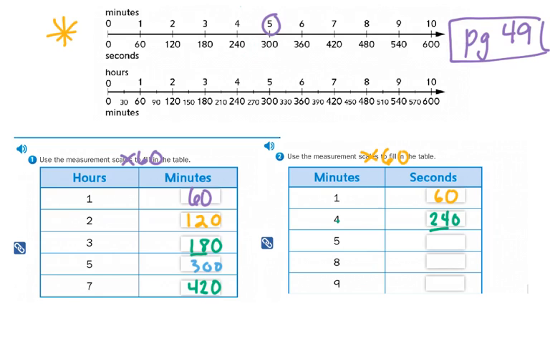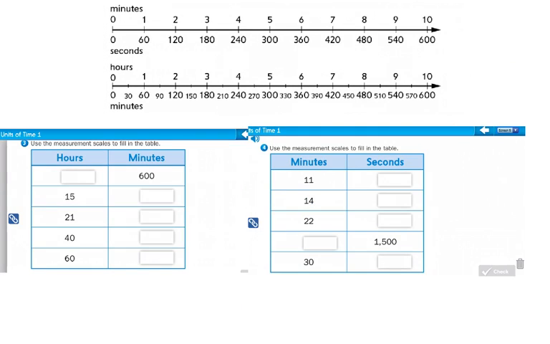5 minutes would be the same thing as 300 seconds. 6 times 5 is 30, and add a 0 on. 8 minutes would be the same as 480 seconds. 8 times 6 is 48. Add your 0 on. And lastly, 9 minutes would be the same thing as 540 seconds. So again, that one's pretty straightforward by just looking at the measurement scale at the top of your math journal.